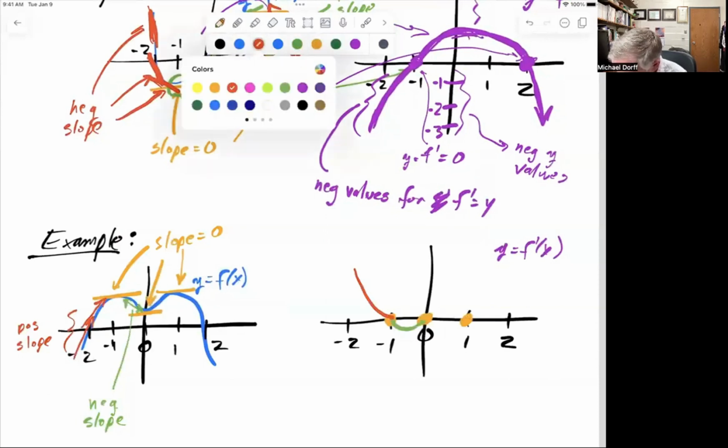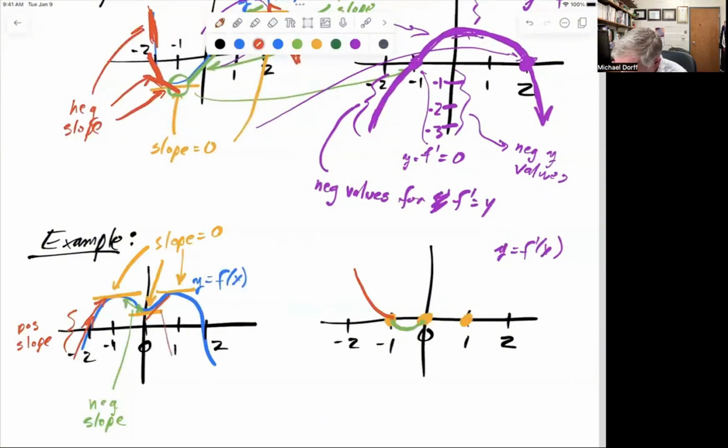Then what happens when x is between 0 and 1 on my original curve? Well, I've got positive slope again. So I should be positive on my graph of my derivative. And when x is 1, I know I have 0, so it has to connect up like that. And last, when x is greater than 1, I've got these green tangent lines on my original curve, and those have negative slopes. So if I go over to my graph of my derivative, they should be below the x-axis there. So there's my graph of my derivative curve like that.